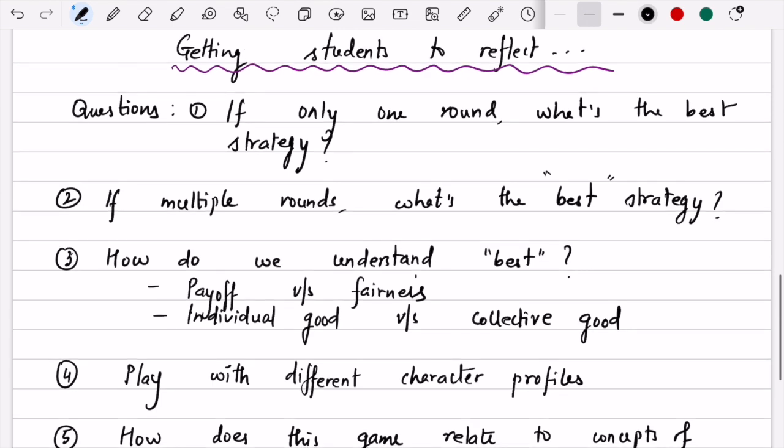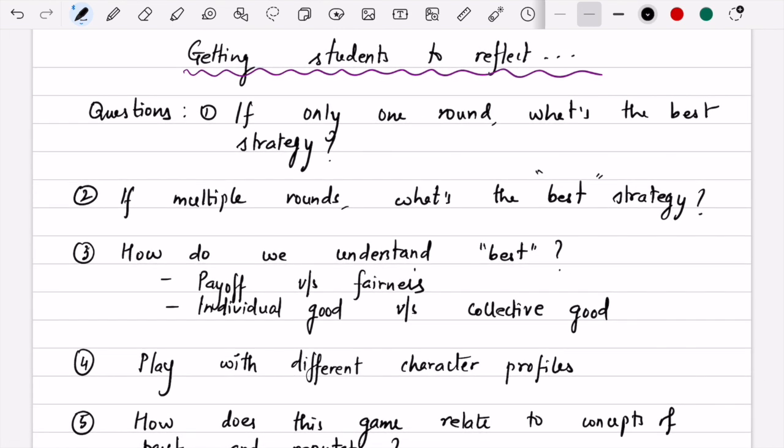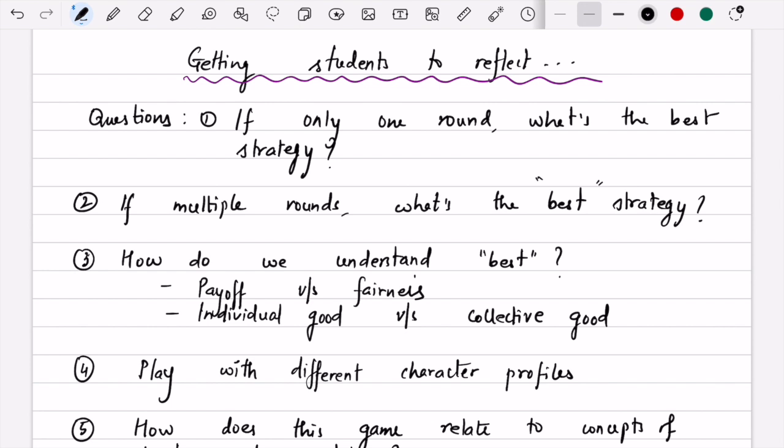Okay, so we've seen different versions of this game by now. What are the different ways in which you can get students to think about this game? This is a really, really nice game because it relates to so many things in real life, and there are so many different directions in which you can take students from this game. So let's see what some of those directions might be.